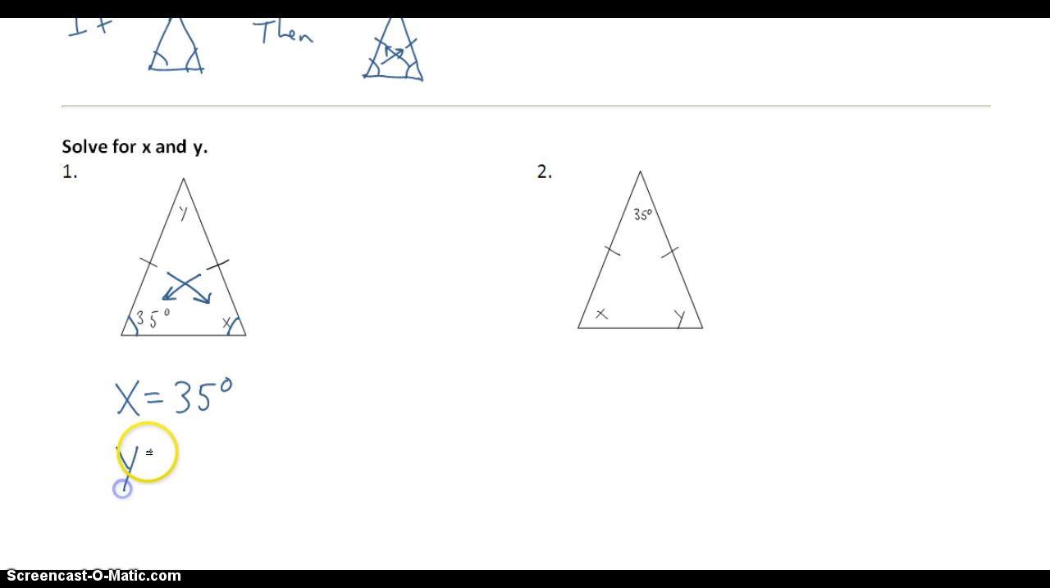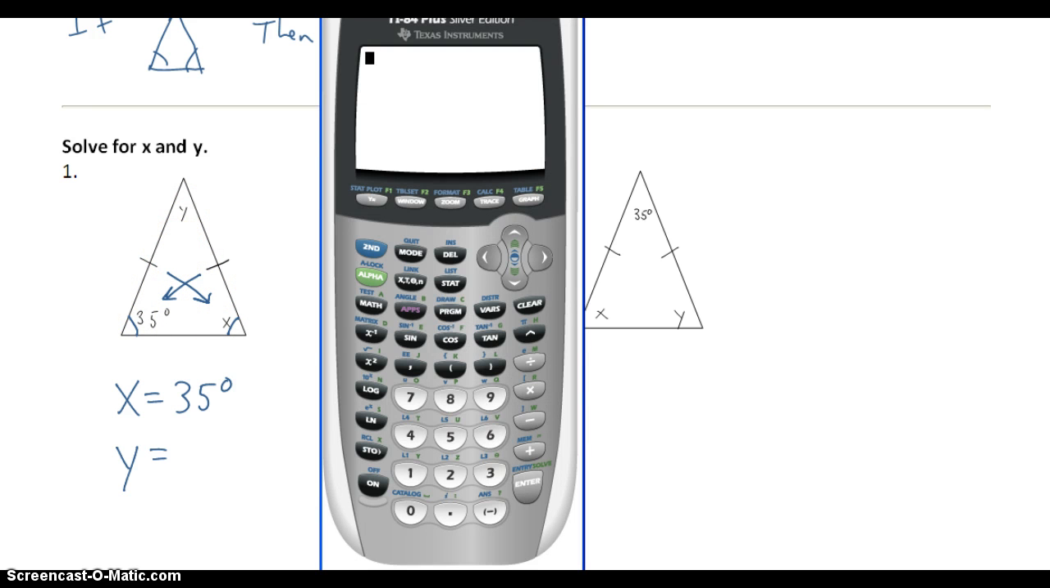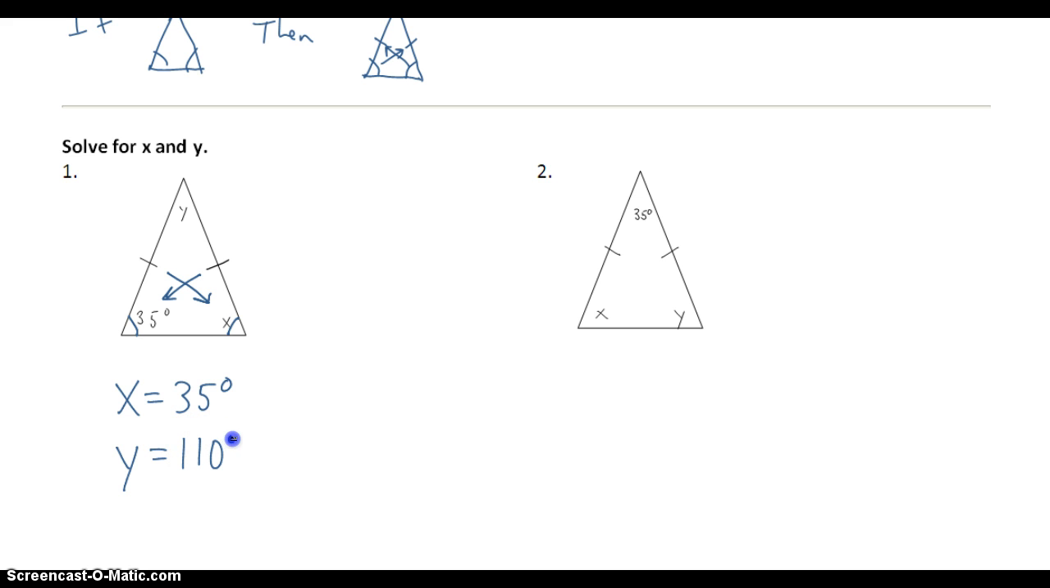Now to solve for y, in a triangle, all three angles have to sum to 180 degrees. So to figure out y, I'm going to take 180, and I'm going to subtract the 35 degrees here, and then I'm going to subtract the 35 degrees here. And that will tell me how big y is. And I can always double check my answer by taking 110 plus 35 plus 35 and getting 180 degrees.